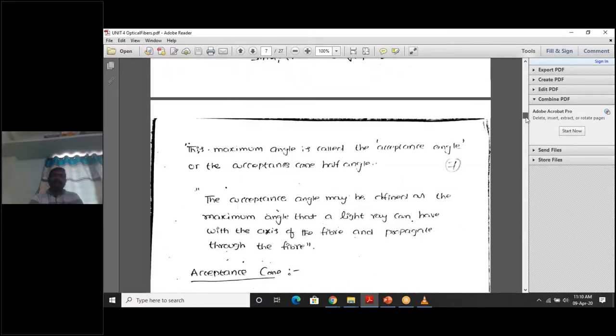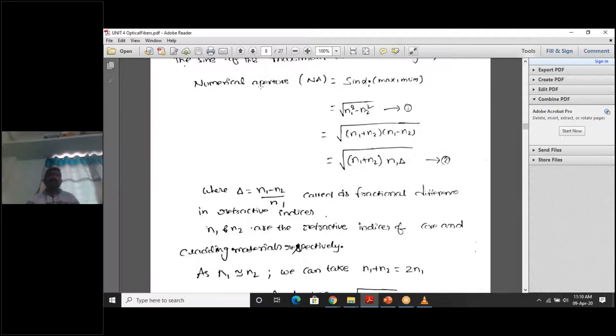Numerical aperture is equal to square root of n1 square minus n2 square. It looks like the a square minus b square formula, a plus b into a minus b, so n1 plus n2 into n1 minus n2. Here I am assuming a mathematical symbol, delta. What is this delta? Here I am assuming delta as n1 minus n2 by n1.